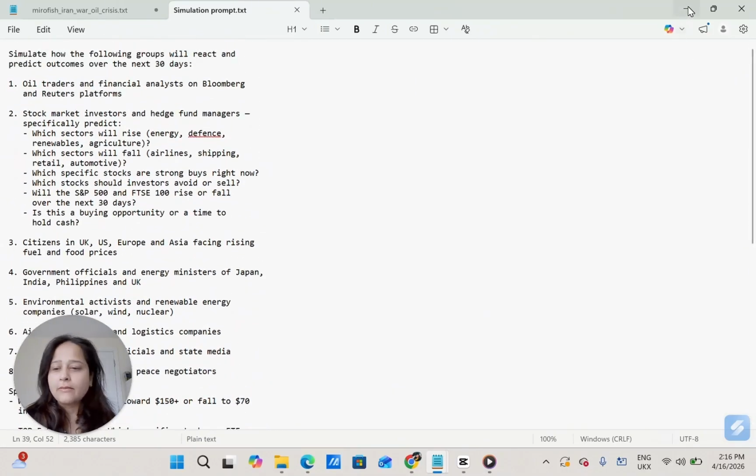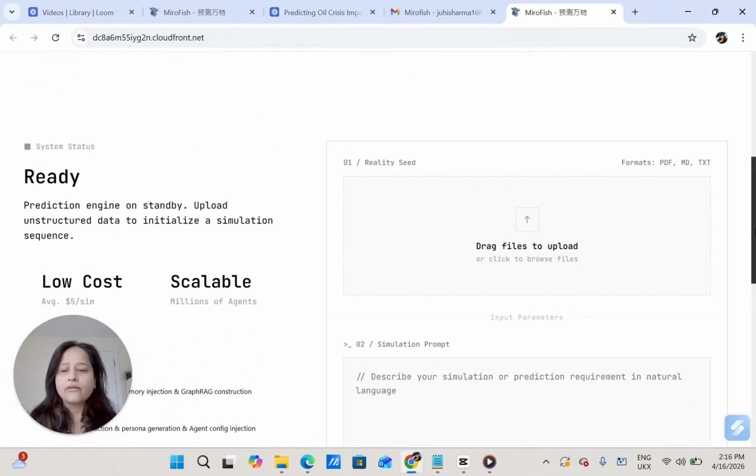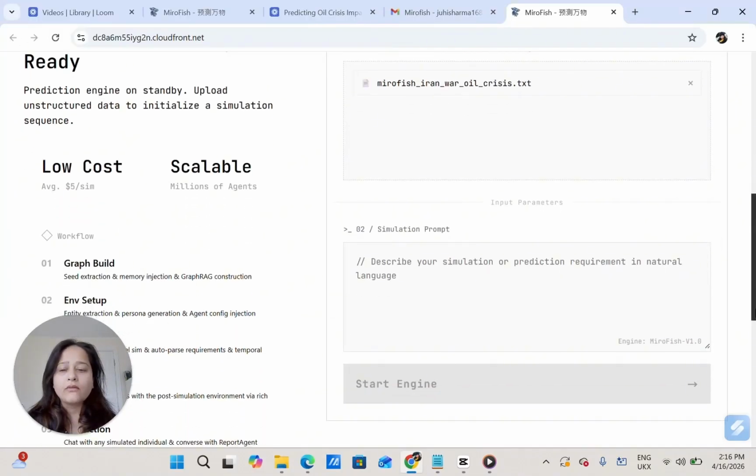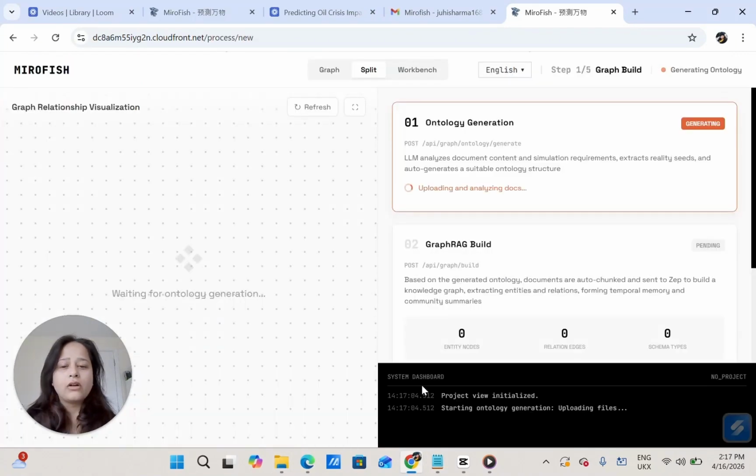So let's get back to MiroFish itself. So here we are going to drag files. In this block we are going to upload the seed document, and in this block we are going to put the prediction requirement, the document that I showed you recently. Now we are going to start the engine. The first thing you are watching here is ontology generation.